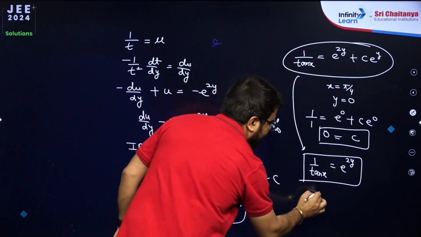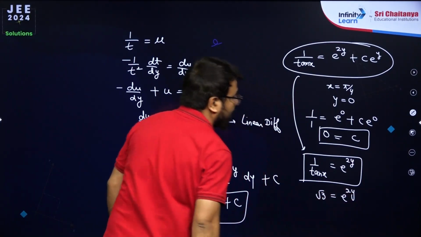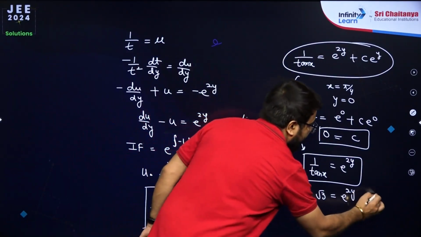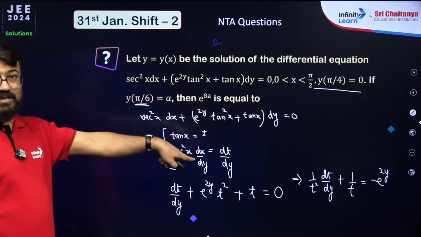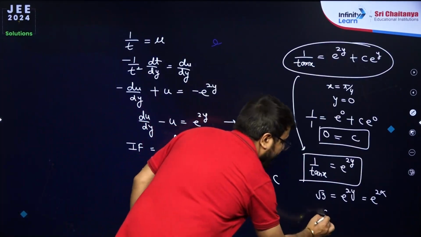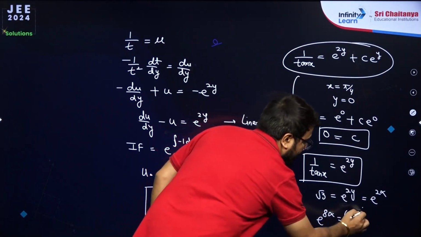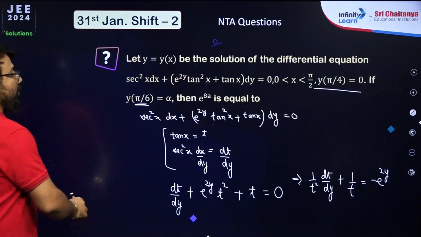If I put 30 degree, it will be root 3. e raised to the power 2y value is this, and y value is alpha over there. So e raised to the power 2 alpha. Now what have they asked? They have asked 8 times alpha. So e raised to the power 8 alpha. That means we have to take the 4th power of it. So it will become 3 square, that is 9. The answer to this problem will be 9.